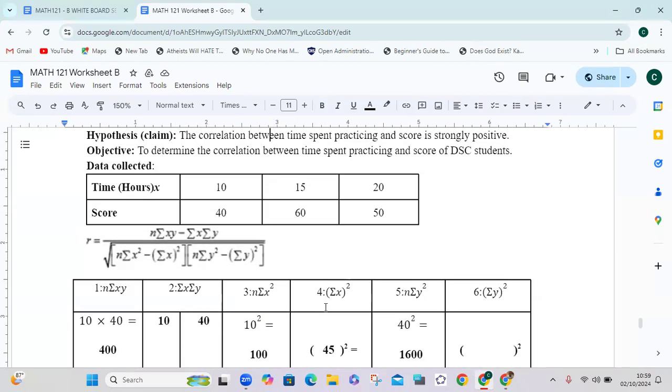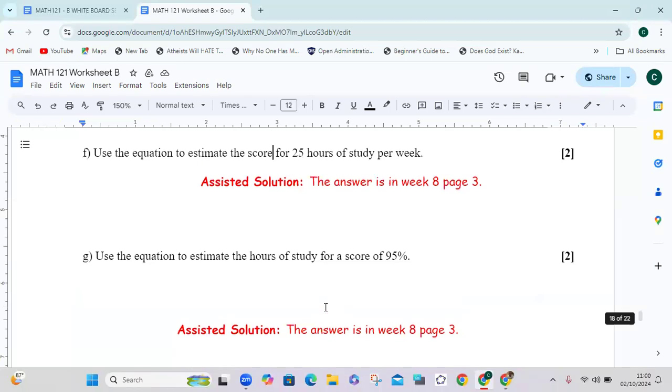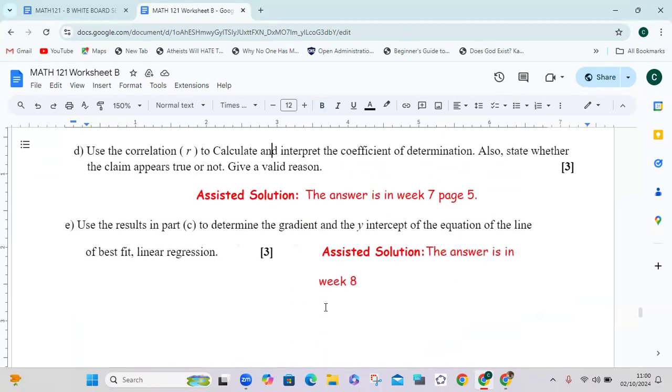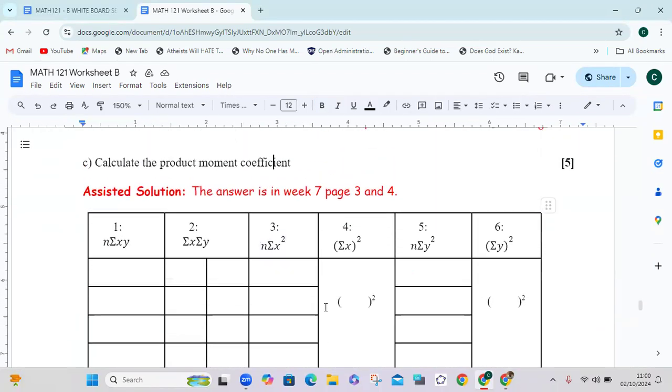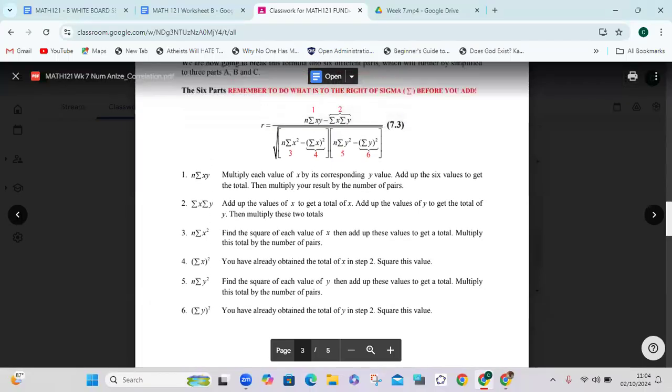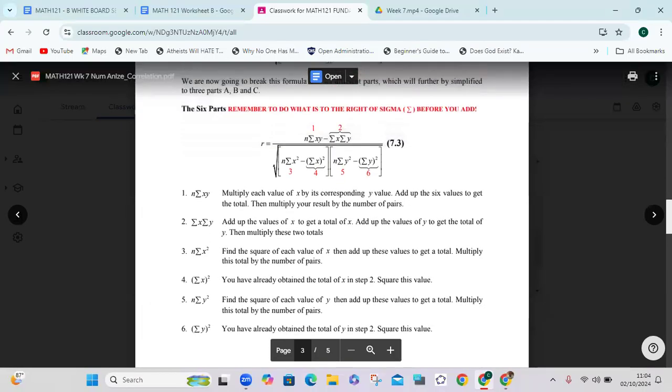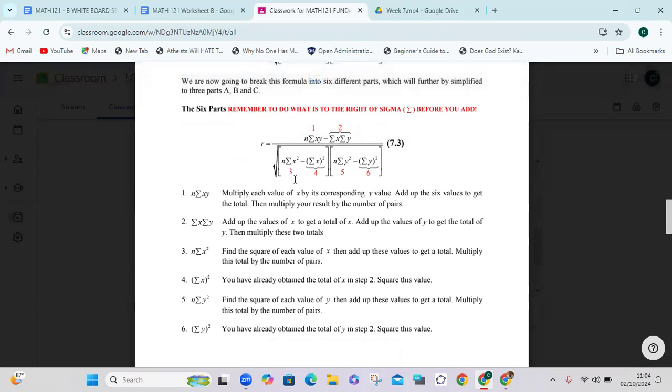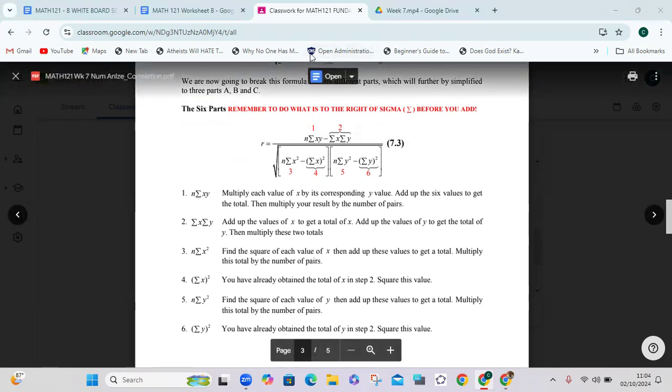And to do that, let's take a look at number 12. Number 12 says you can go to week 7, page 3 and 4. So here is the formula to measure correlation using product moment. You've got to calculate 6 numbers. The first number, it says multiply each x value by its corresponding y value, then add up these values, then multiply by n. So let's do that.